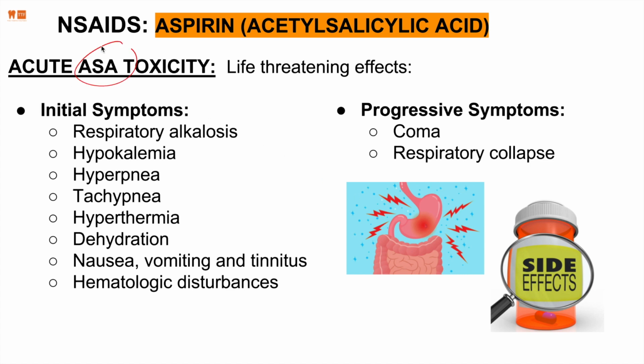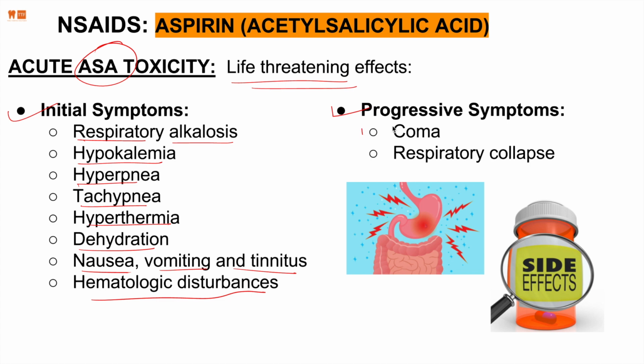Acute ASA toxicity. These are life-threatening effects. Well, what are they? They're divided into initial symptoms and progressive symptoms. Initially, you'll get respiratory alkalosis, hypokalemia, hyperpnea, and tachypnea. Hyperthermia, dehydration, nausea, vomiting, tinnitus, and hematologic disturbances.